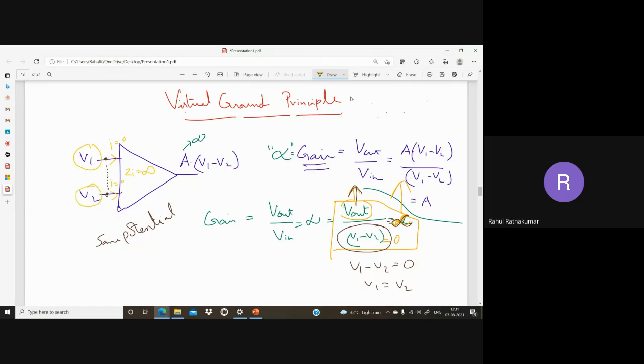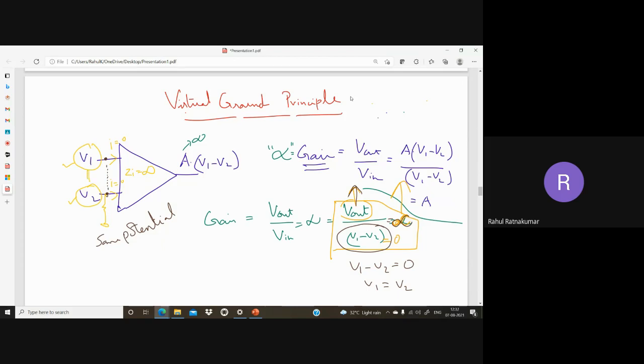This principle is very helpful in solving problems. If you assume V1 equals V2, because usually one of these terminals will be grounded, we will not be using V1 and V2 at the same time. There are applications, for example the comparator, where we have to give V1 and V2 at the same time, but in most cases we won't. So one of them will be grounded, and it is very easy to analyze the circuit because of the virtual ground principle.